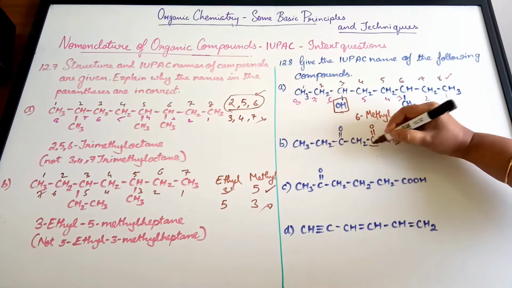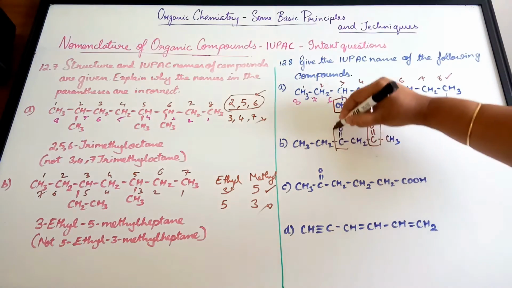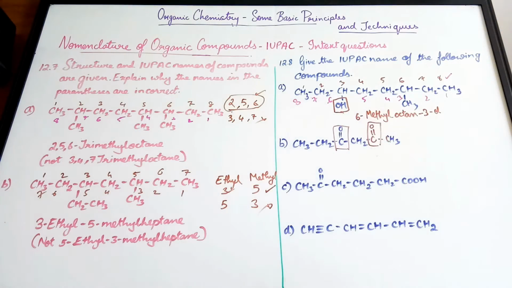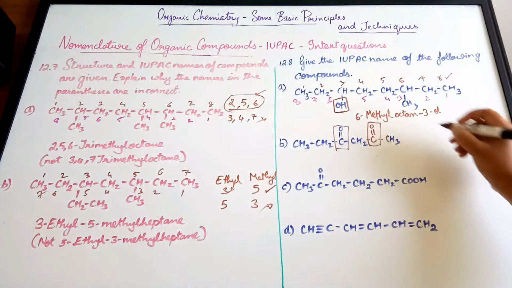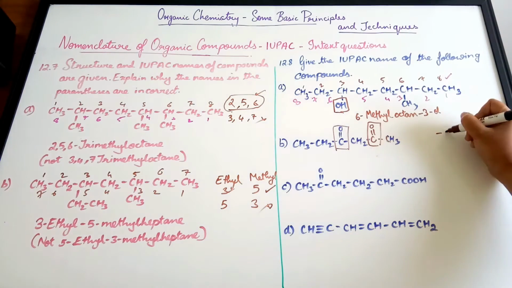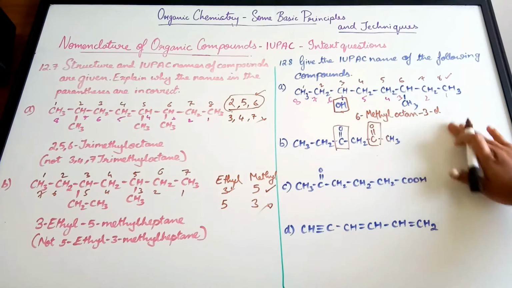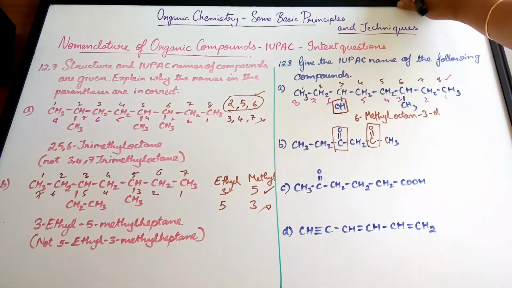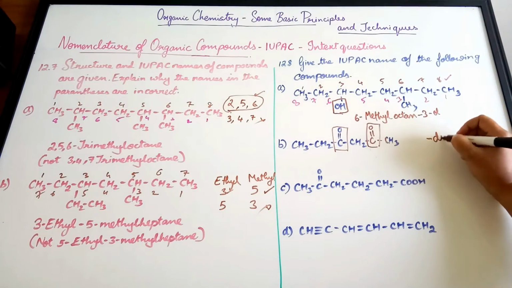Okay, so this group and this group, both of these are the same. They're ketones and they have no other functional groups. So the suffix of this particular compound is going to be dione.